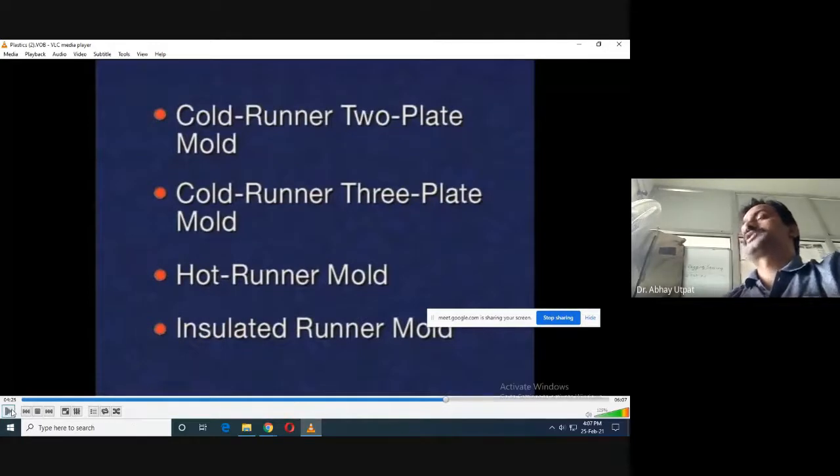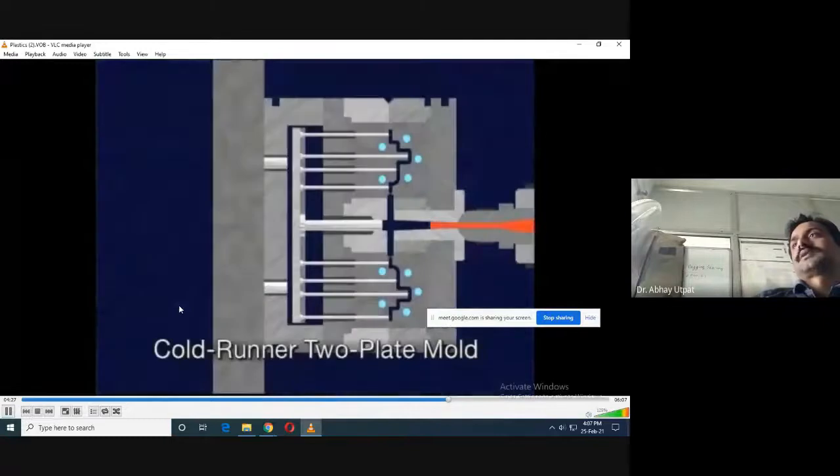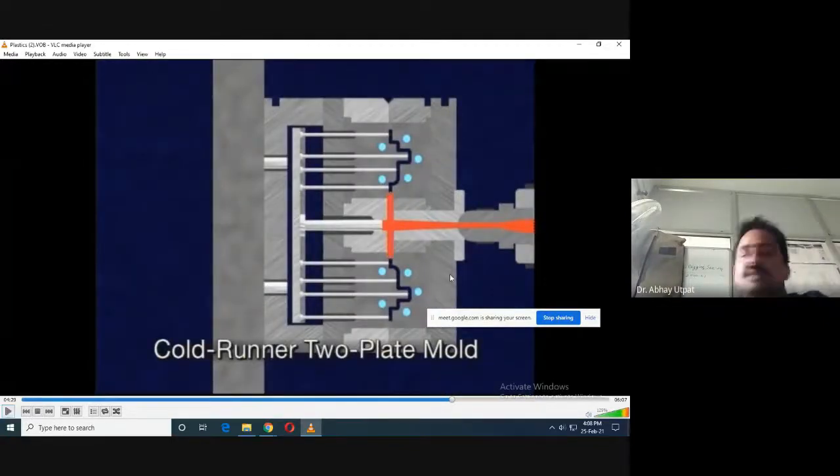Three plate molds, two plate molds, runner system. Check. See, this is a very beautiful simulation. 1, 2, 3, 4, 5, 6, 7, 8. All eights are ejector pins, and only this gap you are observing, that is your product.